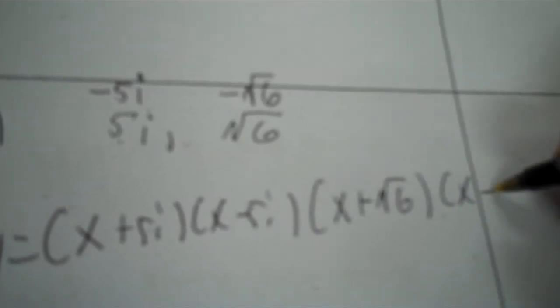Okay, 5i and the square root of 6. Remember, i's come in pairs. So I'd have negative 5i, and then a radical 6, we would have the opposite partner. X plus 5i, x minus 5i, then x plus the square root of 6, and x minus the square root of 6. Okay, so we find these products here and here.